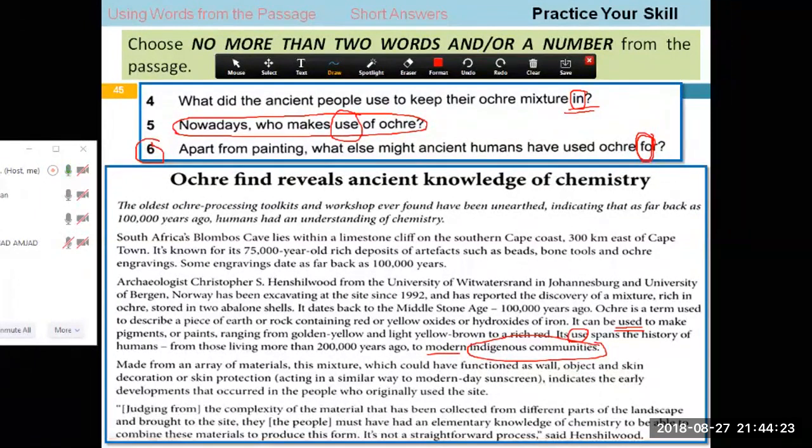Okay, so now what is the answer? Abdurrahman, sorry, not Abdurrahman, Amjad, please keep quiet. And others too. Doctor, what was your answer? Sir, skin decoration or skin protection, but we have to choose two words. So I would say skin decoration or skin protection. Abdurrahman, can you tell me the answer? Doctor is wrong. Think about something else.